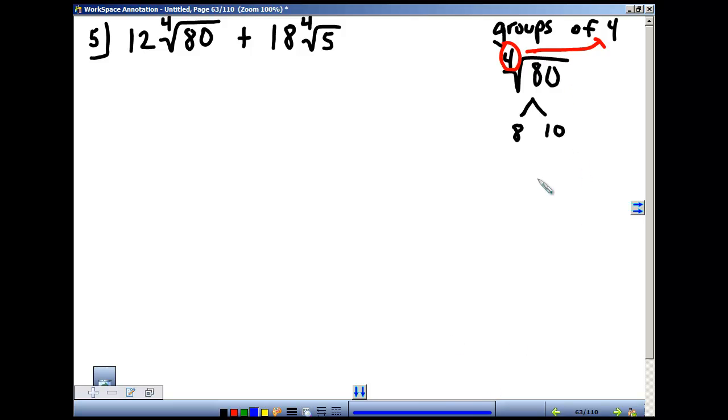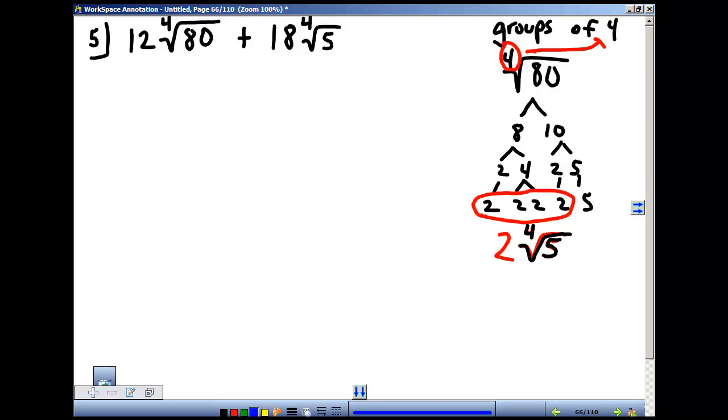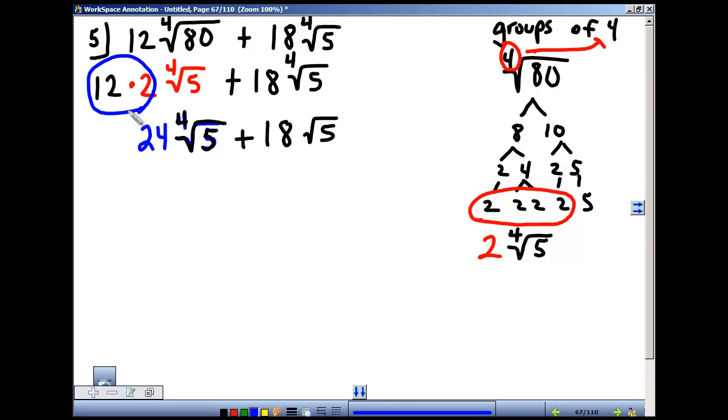So factoring 80, you get 8 times 10, 2 times 4, and 2 times 5, and ending with 2 times 2 times 2 times 2 times 5. In groups of 4, I have 4 2's, so that pulls out, and 1 5 left over, so I have a 4th root of 5. So that goes under my 12 times 80. Remember, we are multiplying the 2 times the 4th root of 5 to the 12.